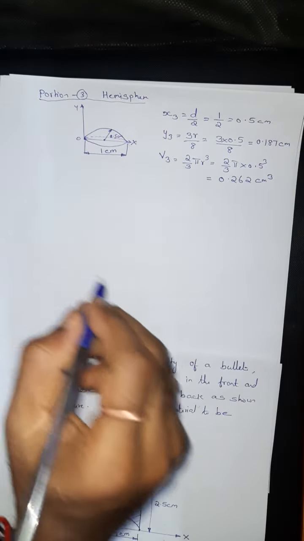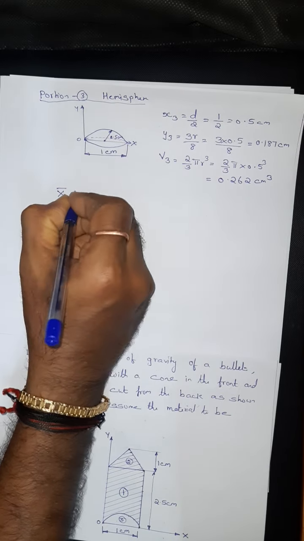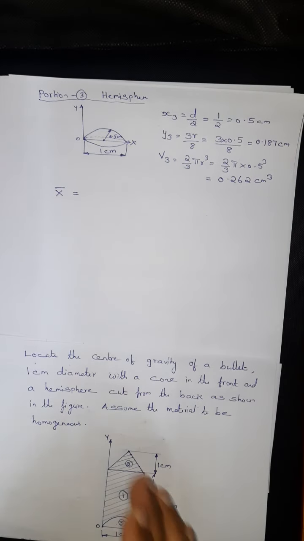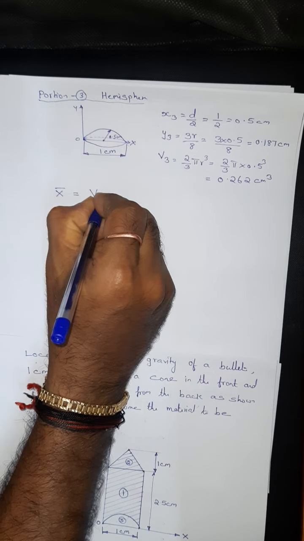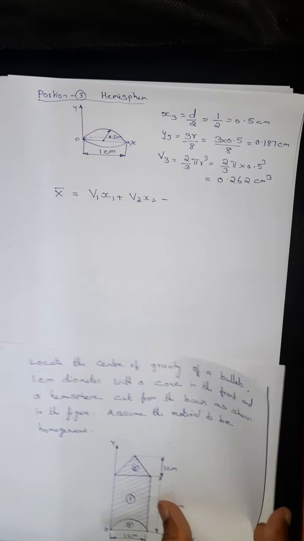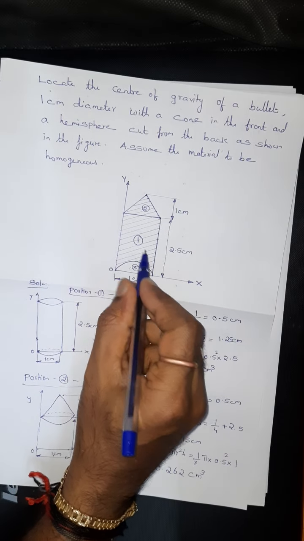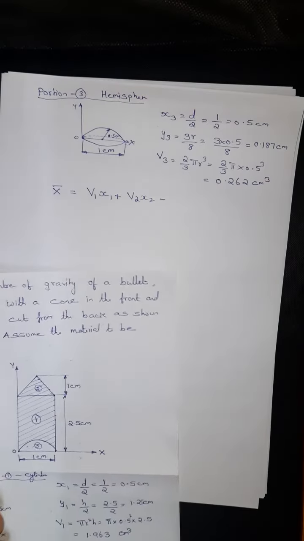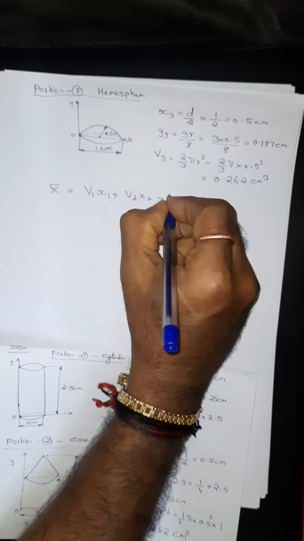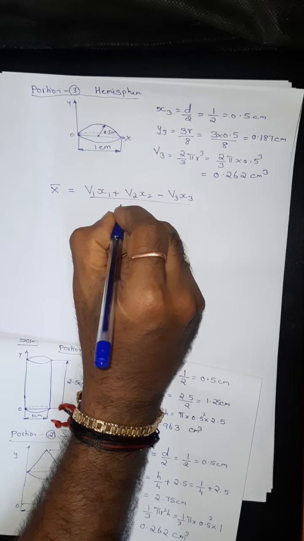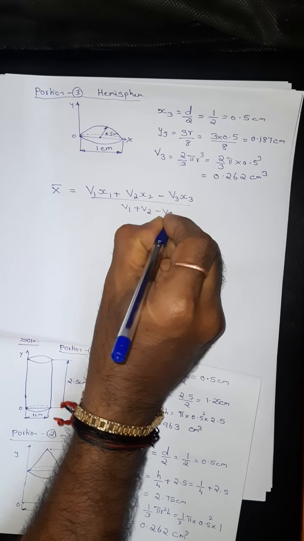So next, the formula for the centroid, that is x bar is equal to, since it is homogeneous, that means the density is the same, the formula can be V1 x1 plus V2 x2 minus V3 x3. The reason why it's minus is, look here, this hemisphere is within the cylinder, so this portion needs to be subtracted from here, right? So just remember it while doing it. That is V3 x3 divided by V1 plus V2 minus V3.